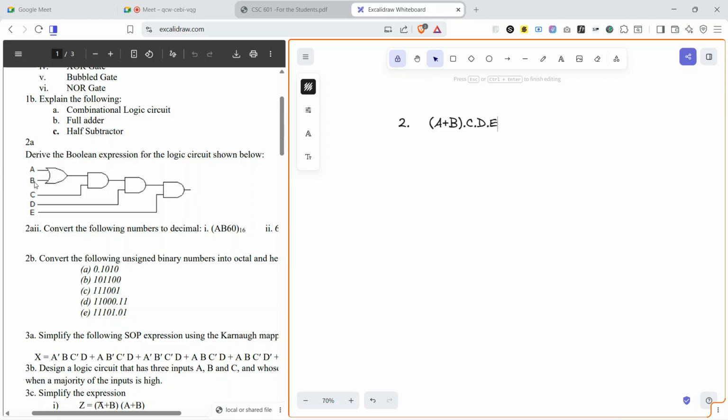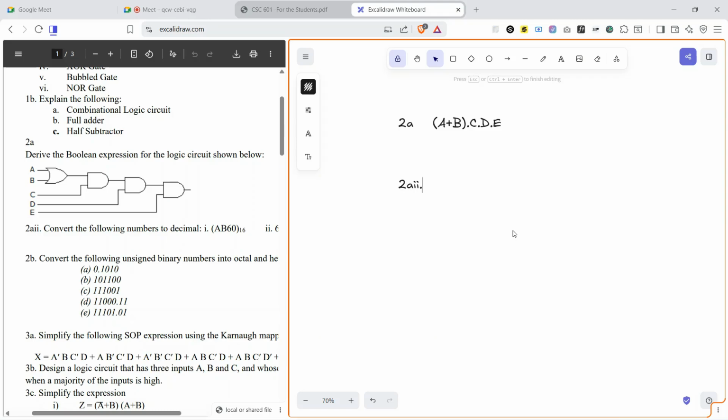A plus B is the OR gate, and OR is represented as A plus B. Then AND is whatever component it is, dot the other input. So this would mean A plus B, dot C, and then all of this also dot D, then all of this also dot E. So that is number 2A.